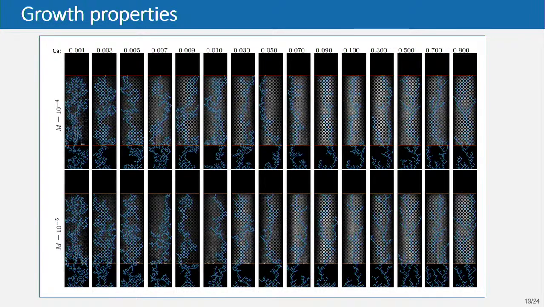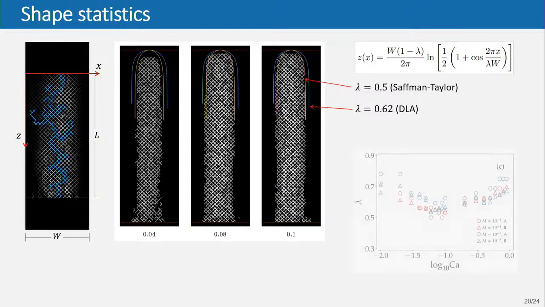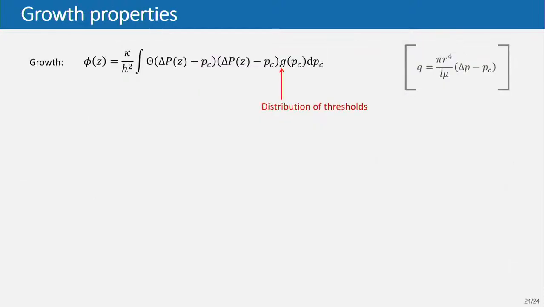These are the many simulations we did as a function of capillary number and viscosity ratio, and you see things go from the capillary fingering towards the viscous fingering regime. And this is a comparison of the shape with the Saffman-Taylor. This is for our simulation, and you can see that it is different from the DLA and also from the Saffman-Taylor, and there is a continuous variation of lambda as a function of the capillary number. It's not a constant number.